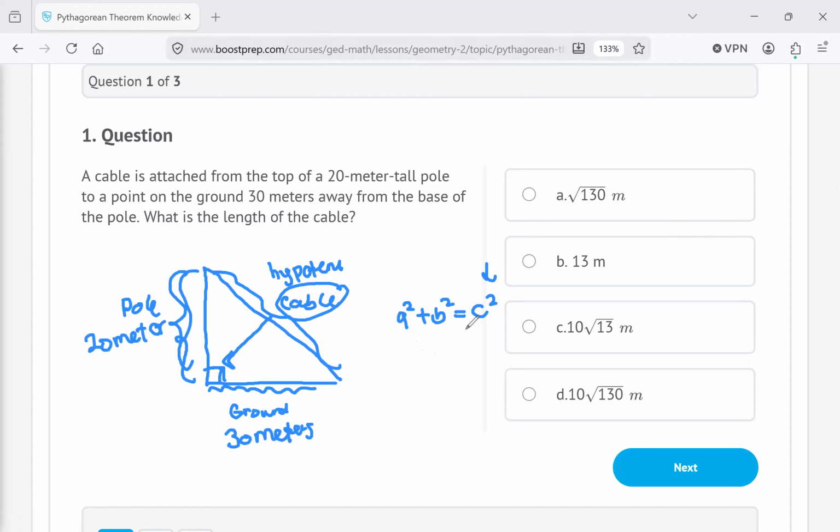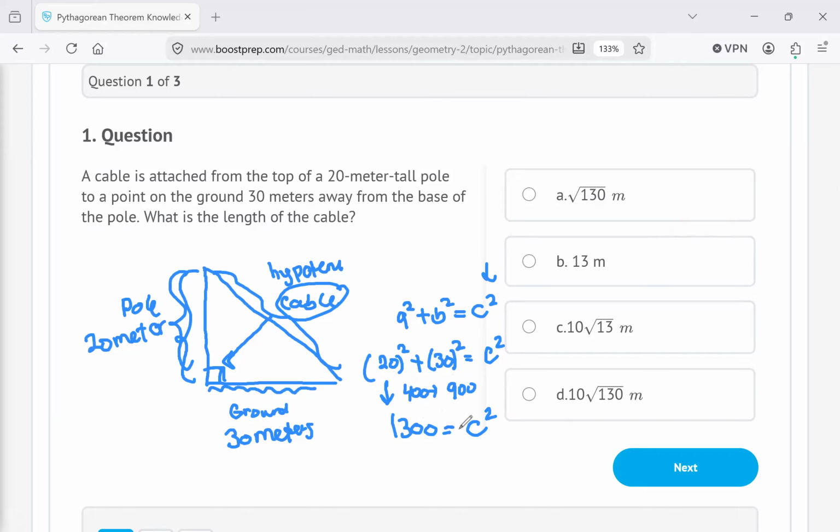So go ahead and get your calculator. What is 20 squared? Or you could put it all in at once. 20 squared plus 30 squared is 1300 squared. Wait, let me get out my calculator. Yes, 20 squared is 400. 30 squared is 900. What's 400 plus 900? 1300. And then that equals c squared.